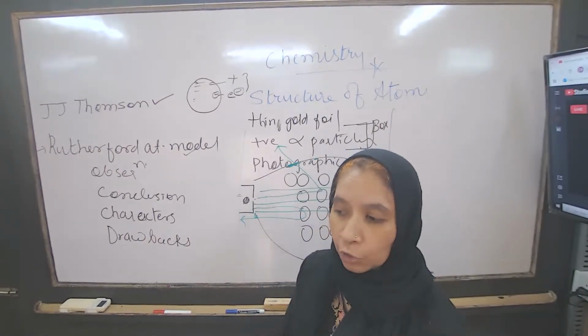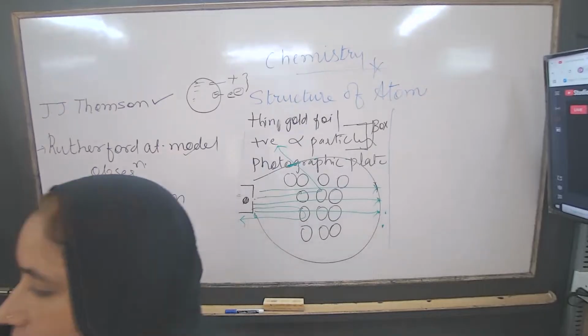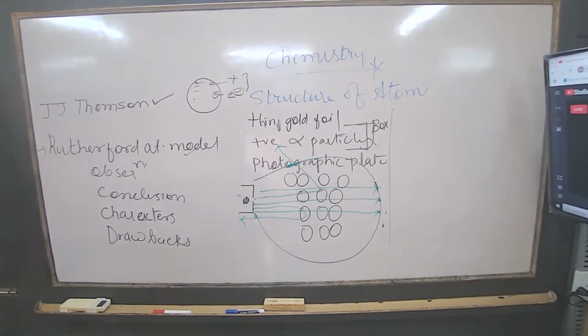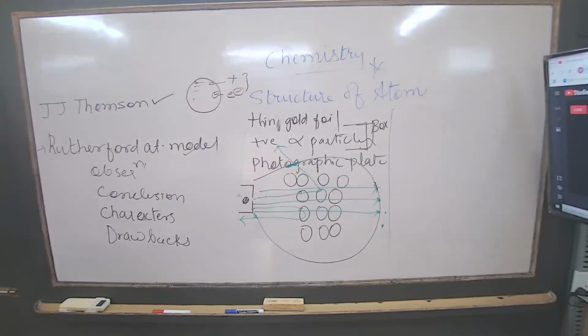So in your module also you can see arrows are there, lines are passing. Okay, most of the lines they pass straight, crossing that thin gold foil. Okay, then some of the lines they are deflected by some angle, making some angle upward, downward.